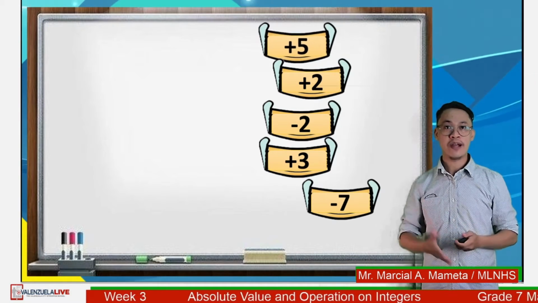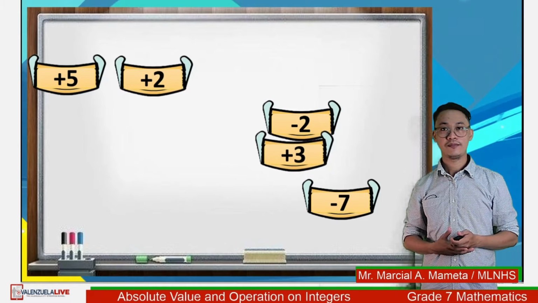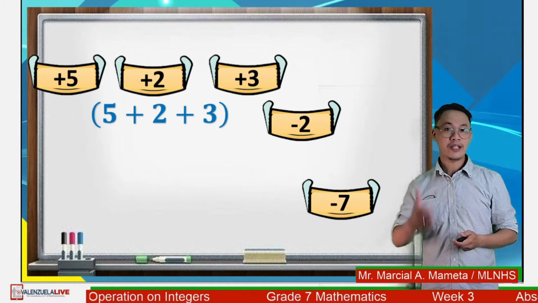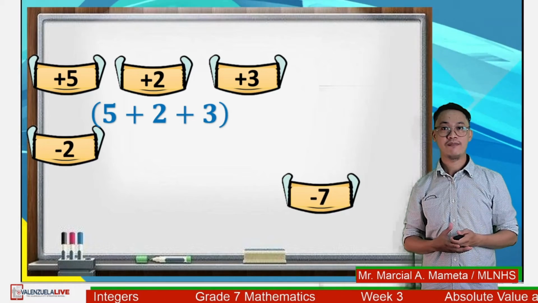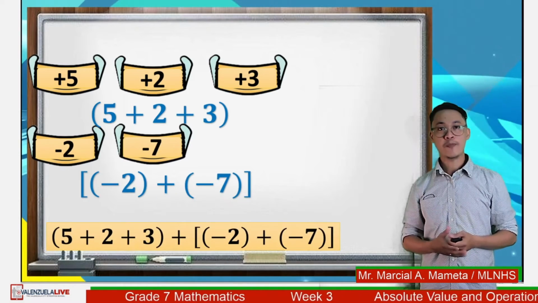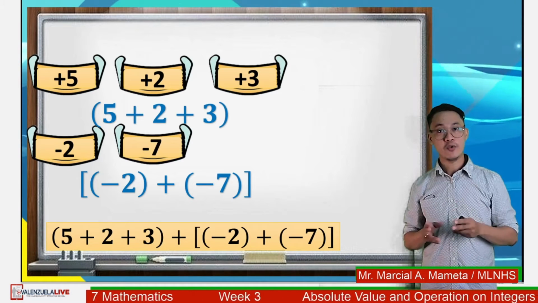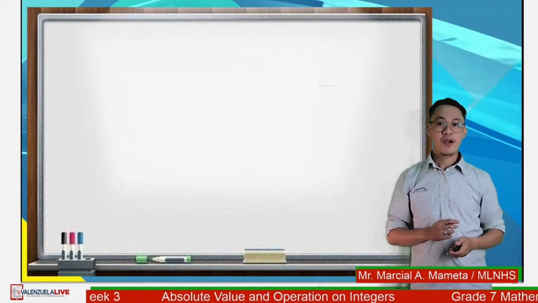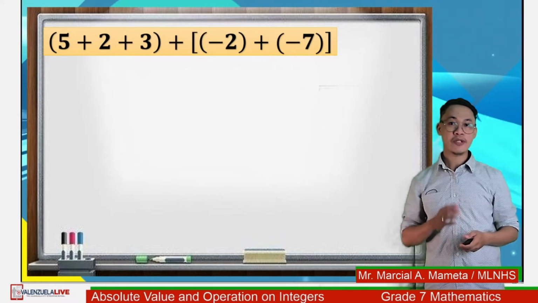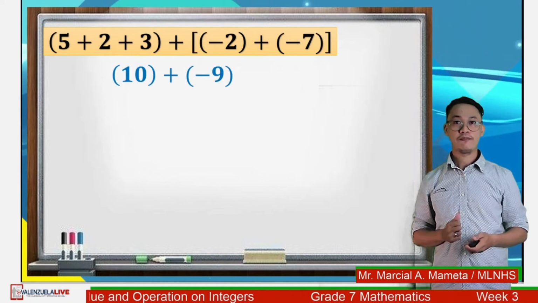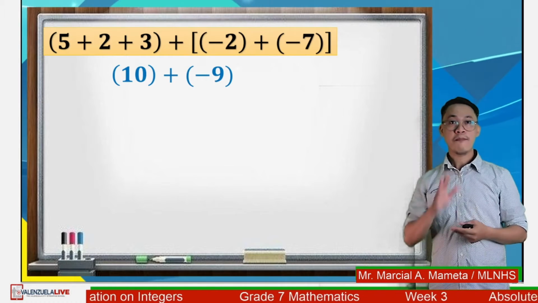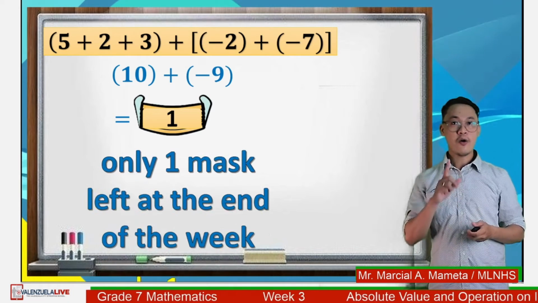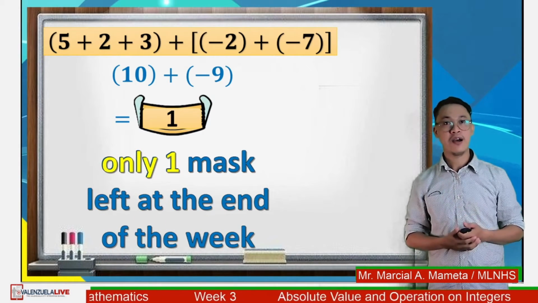Notice that the positive signs can be omitted, while the negative numbers are enclosed in parentheses. Just like this one. So therefore, we have our expression 5 plus 2 plus 3 plus negative 2 plus negative 7. All we need to do is to add all positive numbers and all negative numbers. So we have the result 10 plus negative 9. It is equal to 1. Thus, only one mask is left at the end of the week.